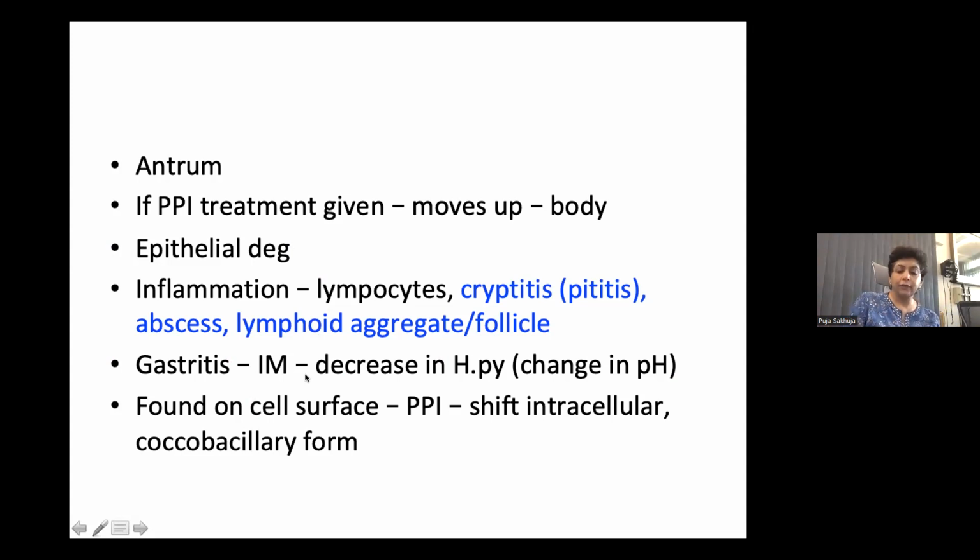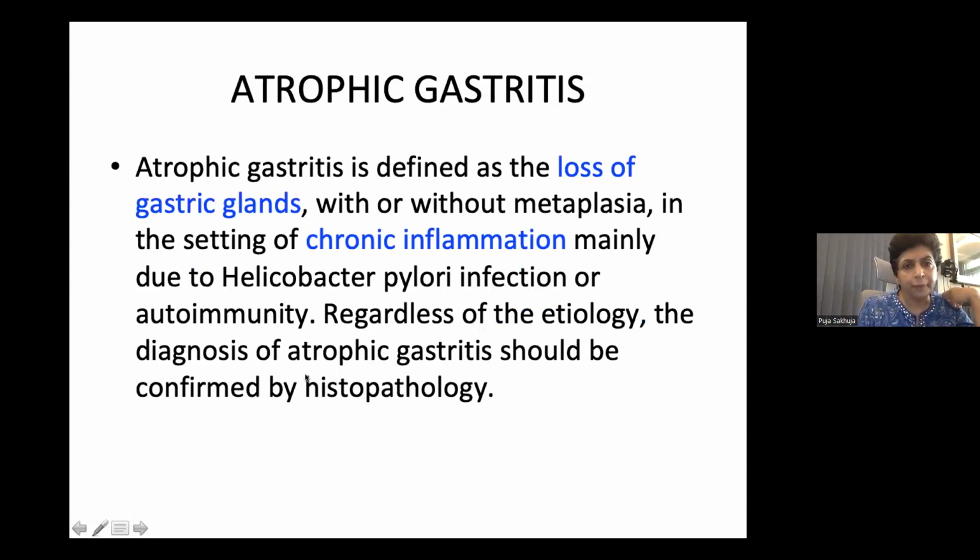And usually they are found on the cell surface, maybe adherent or in the mucin above the cell surface. But with treatment, sometimes they move intracellularly, and coccobacillary forms may be more common, in which case a pathologist usually just says that we've seen these forms. It's not diagnostic of H. pylori, but it may be consistent with.